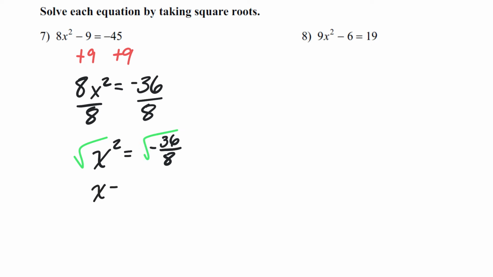So here we go. X squared equals, this is going to be plus or minus, and I'm going to go ahead and kick the i out there. Because when we take the square root of a negative number, that means we have an imaginary solution. Two of them, actually. That's why we have the plus or minus. Square root of 36 is 6.